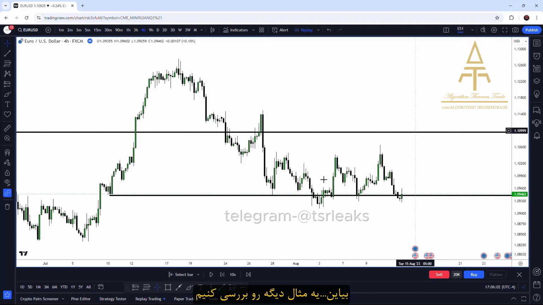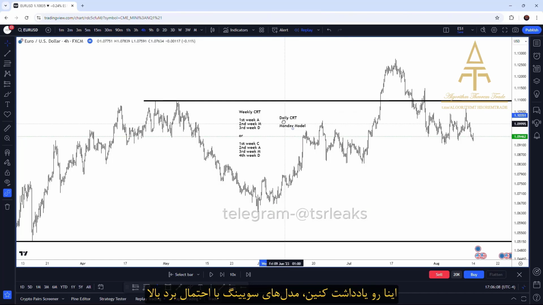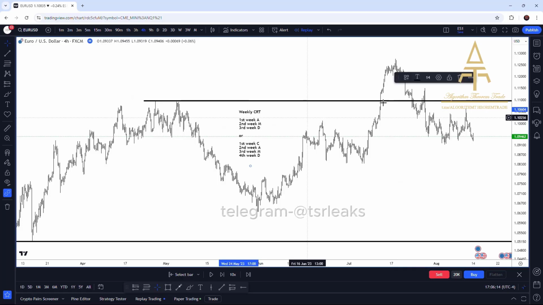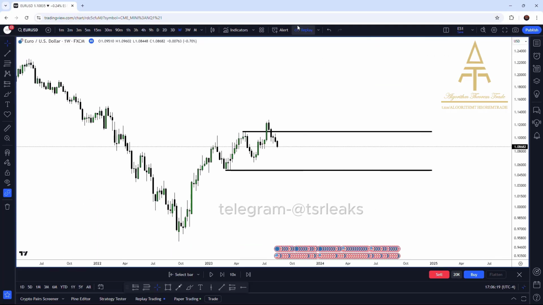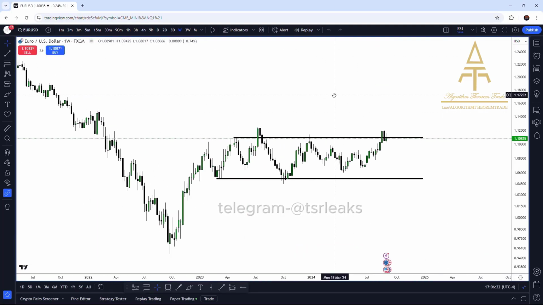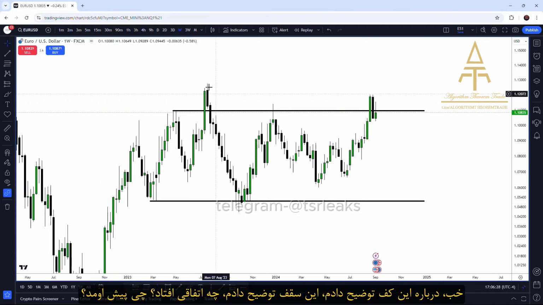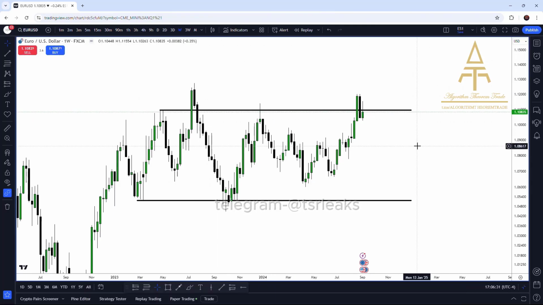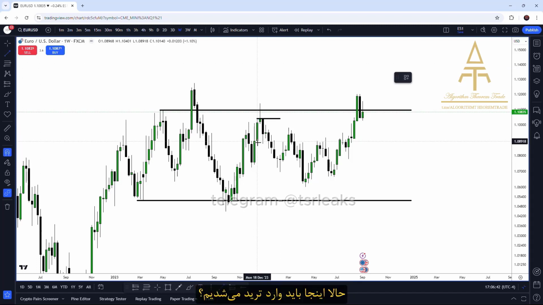Let's take a look at another example here. So these, write them down, high probability swing models. Okay. So I explained the low here, the high here, what happened, what occurred. What about here? I see a picture perfect CRT formation. Now, would we have executed this trade?